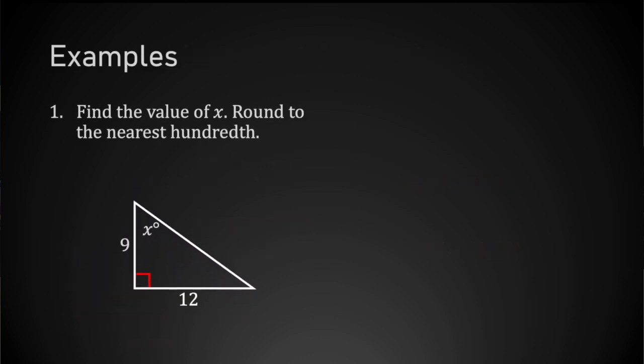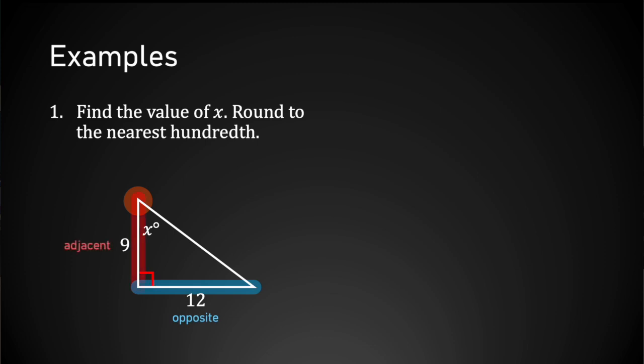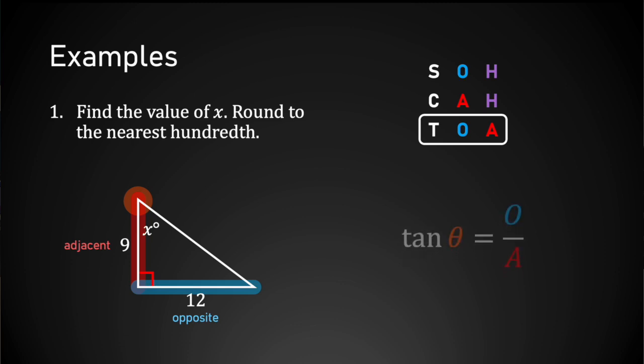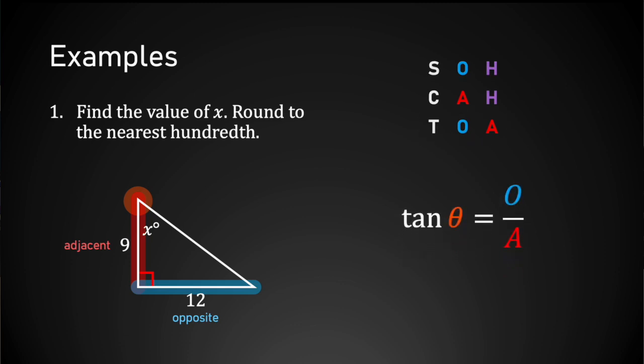In this example, we're told to find the value of x and round to the nearest hundredth. We're not given a label for the hypotenuse, but we are given opposite and adjacent. So SOHCAHTOA tells us to use the tangent function here. I always start with the definition and look for things to fill in from there. So the tangent of theta is opposite over adjacent. Theta, my reference angle, is just x.